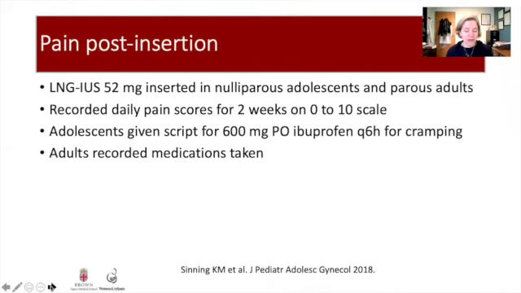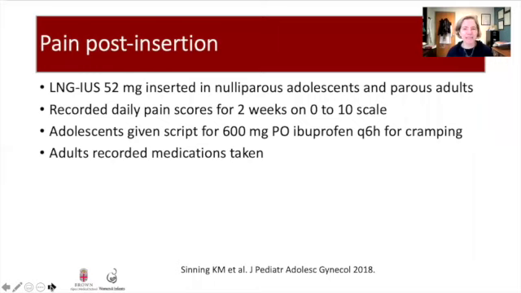I'm going to move on and talk about the pain experiences of patients in the days following IUD insertion. This was an interesting study that followed both nulliparous adolescents and parous adults for 2 weeks after levonorgestrel IUS insertion. These patients recorded daily pain scores for 2 weeks on a 0 to 10 scale.